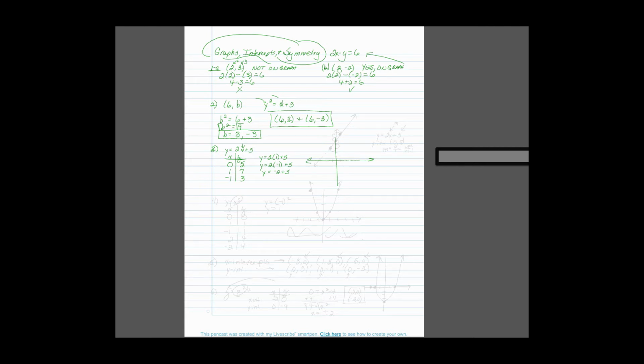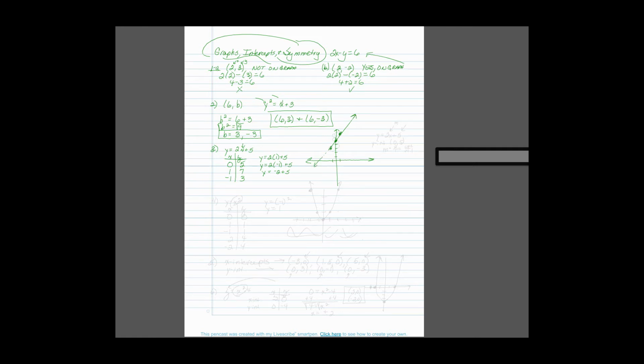I've got the point (0, 5). There's that point. I have the point (1, 7), I'm going to have to extend this, which is about right there. And then I have the point (-1, 3). So there is my line with my points.